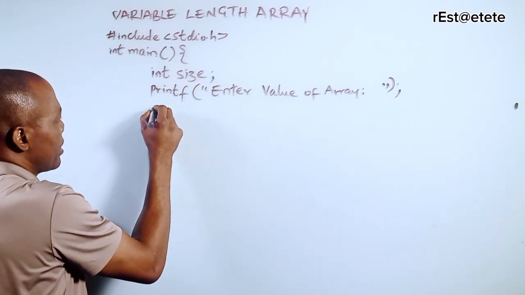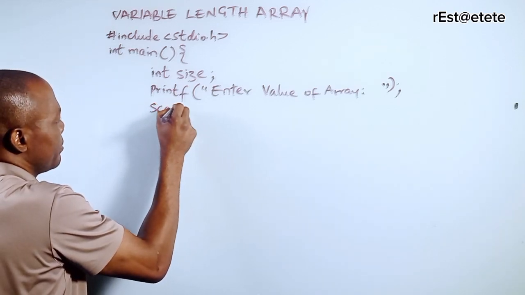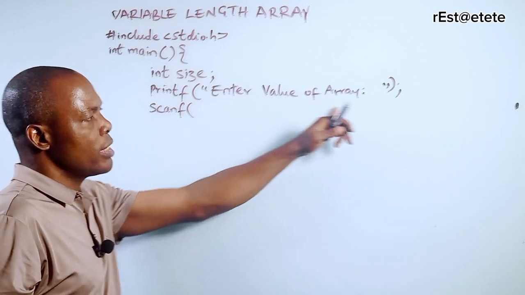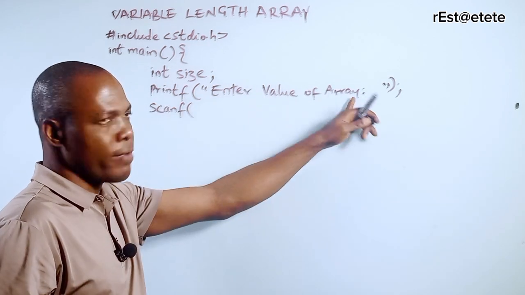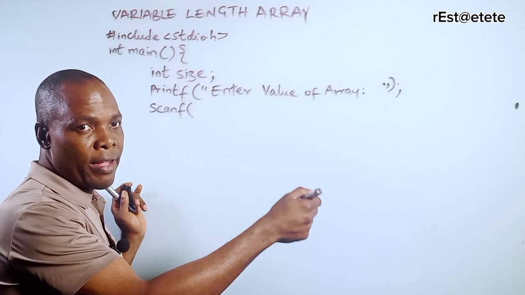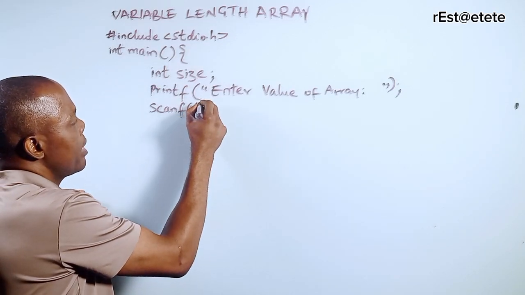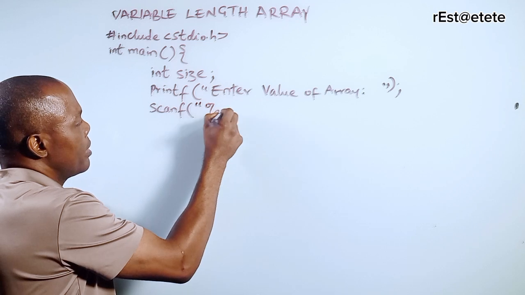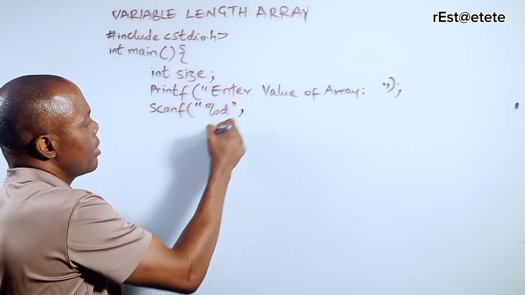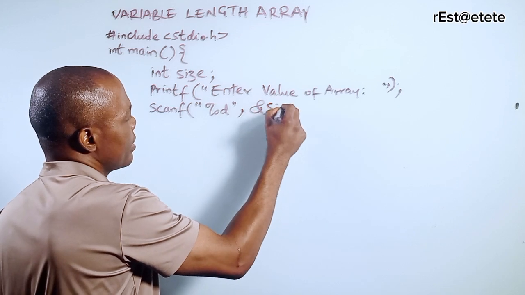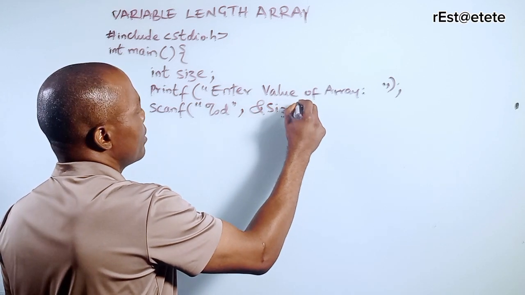Then I will use my scanf function. So printf function will print this out on the screen. Enter value of array. Then I will enter a value. So that value that I will enter, scanf will take it, right? %d, comma, and we'll put it in the address of size.